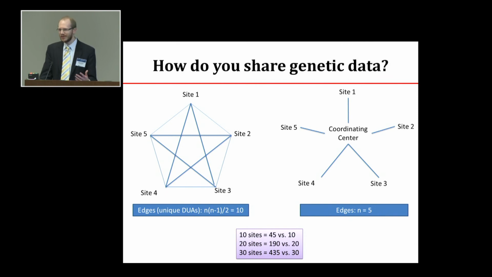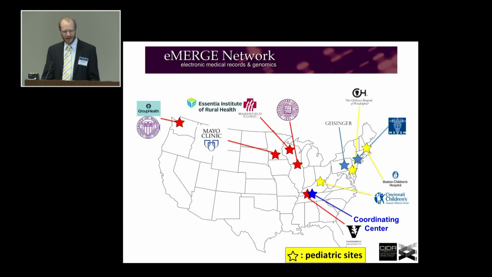This is something well known to anyone in computer science, the n squared growth of the number of agreements you have to make. So if you have 10 sites or 20 sites or 30 sites, it clearly becomes impractical to share this data. This seems like an obvious point, but it was a very fundamental point to making eMERGE work quickly for doing new phenotypes. You've heard a lot about eMERGE.